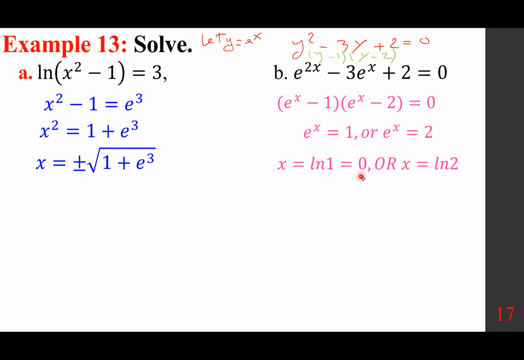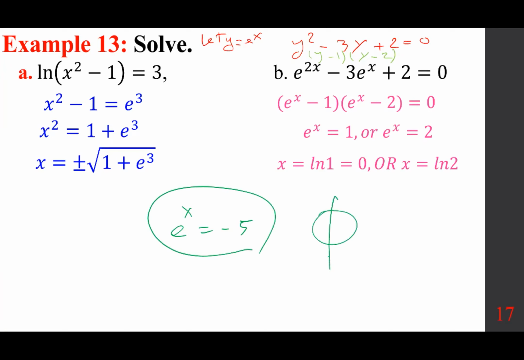One thing I want to add, if by any chance, instead of any of those numbers, we had a negative number, that would have no solutions. e to the power of x equals, let's say, minus 5. Let me just make it up. It doesn't matter what number. This has no solutions. This is phi representing no solution, because as you know, the range is from 0 to infinity. I just want to make sure that we know that. All right, I'm going to move on with this.